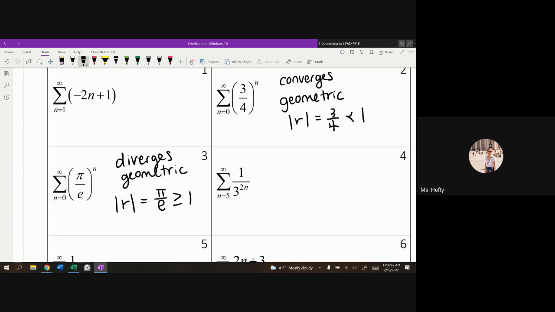Did anyone find it? Number 8? Number 8's kind of weird. I guess you could count it as geometric. That would work. Number 4 is definitely geometric. How can I make this look like a geometric function?